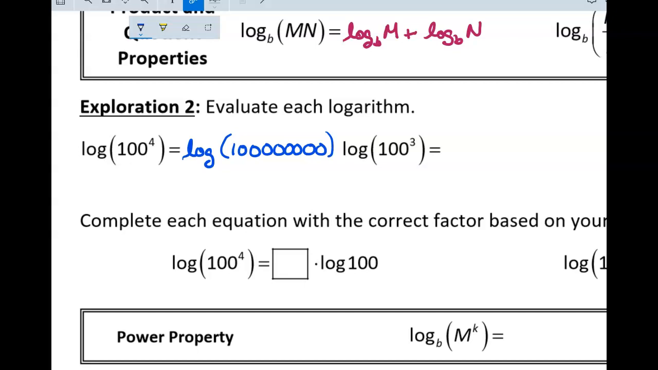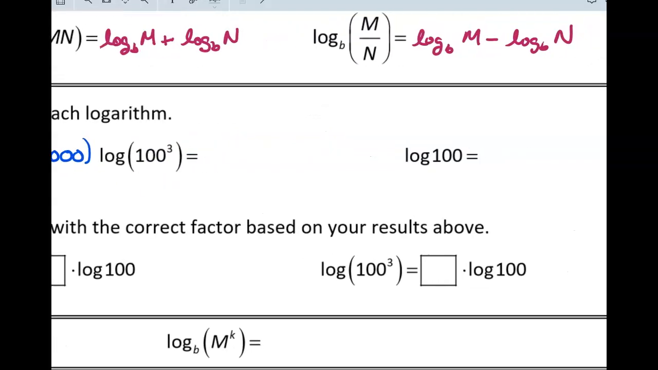And of course this is a common log base 10, so if we want to count the number of zeros there, this will give us the value of the log, the number of times that 10 has been multiplied together. And there are 8 zeros there, so this has a value of 8. Log base 10 of 100 cubed.